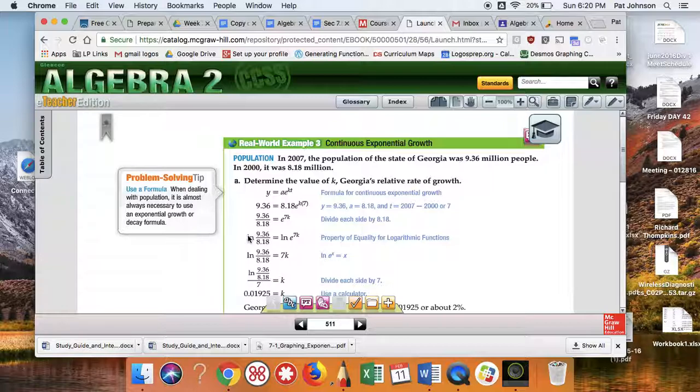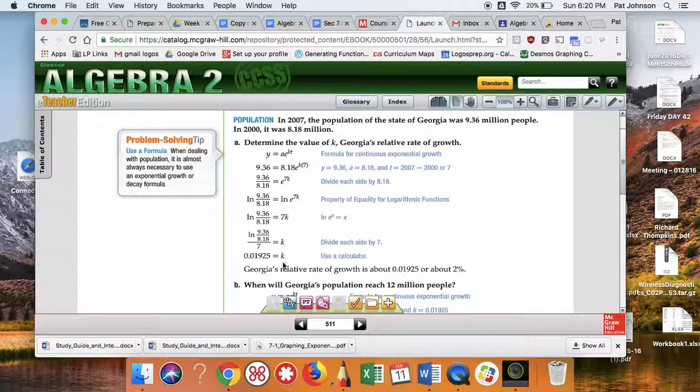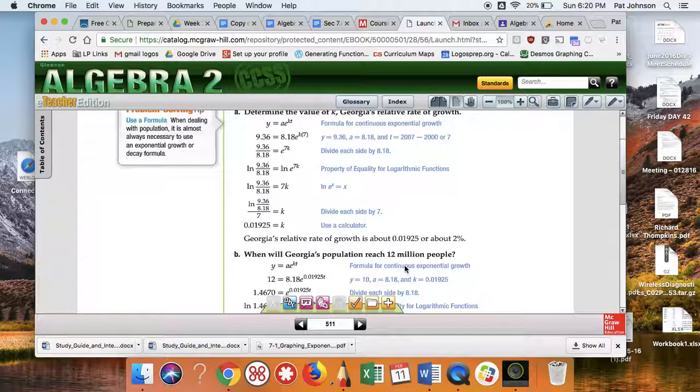Then we take the natural log of both sides, and this e goes away. It becomes equals 7k. And we're left with the natural log of this. When we take that value and divide by 7, we get k is approximately 0.01925. So Georgia's relative rate of growth is about this, or about 2%. Because you multiply by 100, you get 1.9, which is about 2%.